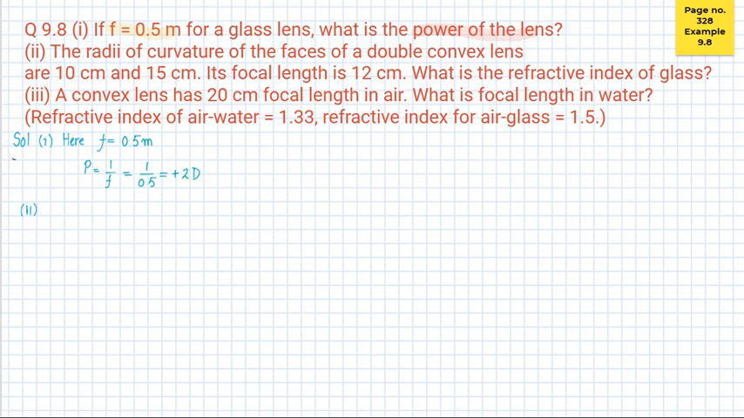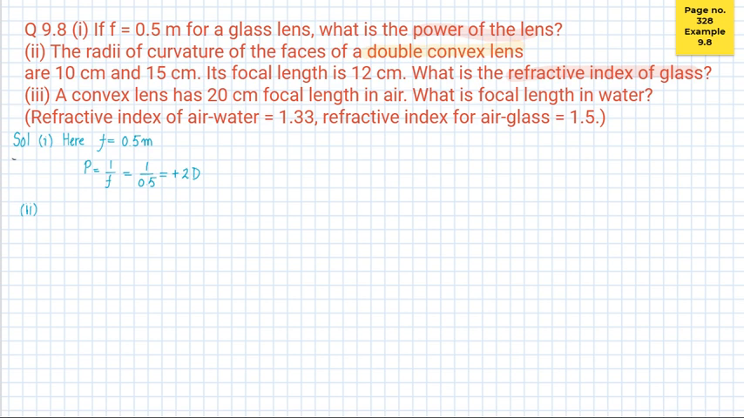Okay. Now, what they have asked you to calculate is the refractive index of the glass surface. Fine. Now, what are the hints given in the question? The first hint given is what kind of lens it is? It is a double convex lens.